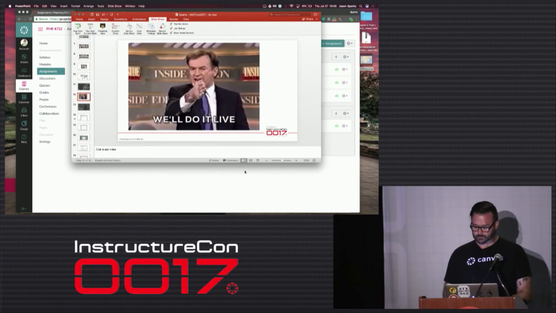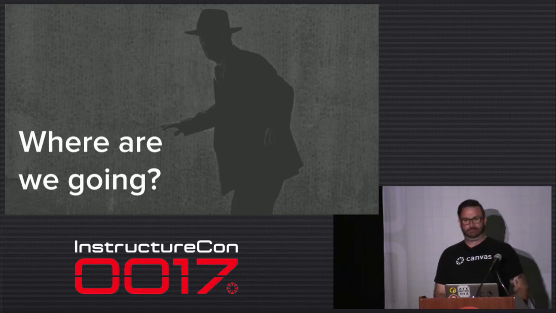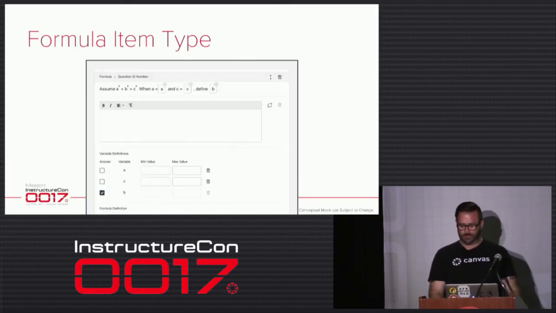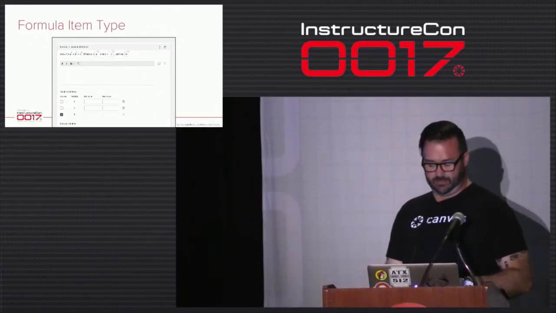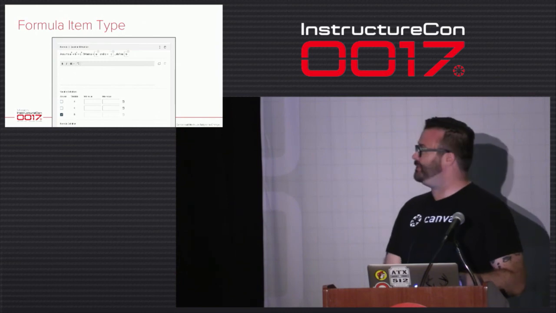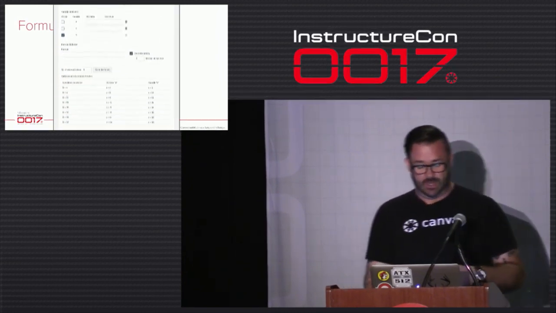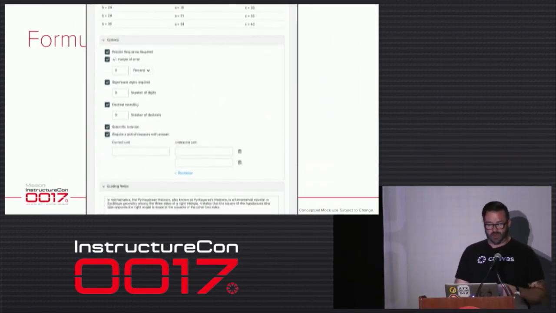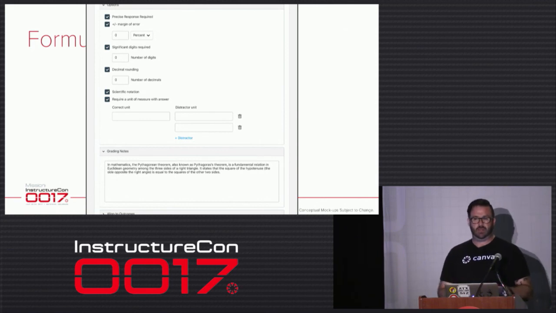So, we did it live. Now let's think about where we're going. What's next? We have our formula item type that's currently under development. Our file upload item is also under development. And you can see that we support variables, scientific notation, and margin of error, and significant digits are all a part of our design and features that we'll implement over time. But our formula item type is going very well.